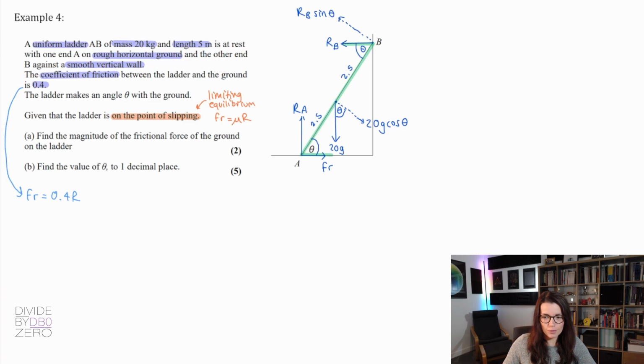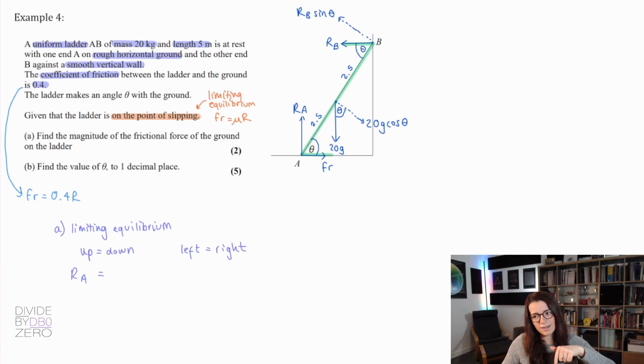Now I think we're ready to tackle the question. For part A, we want the magnitude of the frictional force of the ground on the ladder. Because we're in limiting equilibrium, the forces will be balanced. So we can say that up equals down in terms of the forces, and also left equals right. All the forces going directly up are RA, and all the forces going directly down, it's just 20g. So that's it for that one.